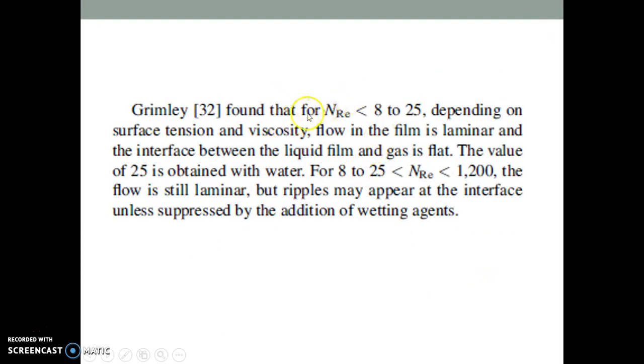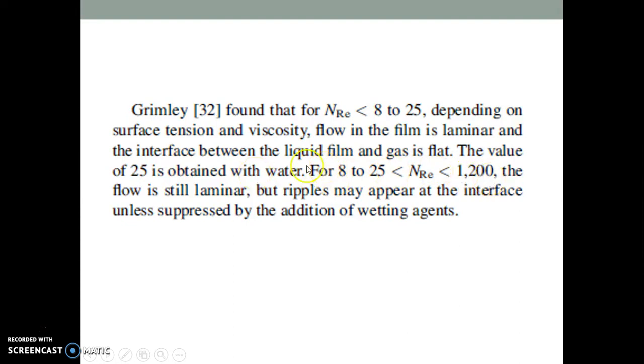And Grimley states that when the Reynolds number is lesser than 8 until 25, depending on the surface tension and viscosity, flow in the film is laminar and the interface between the liquid film and gas is flat. The value of 25 is obtained with water, when the application used is water.